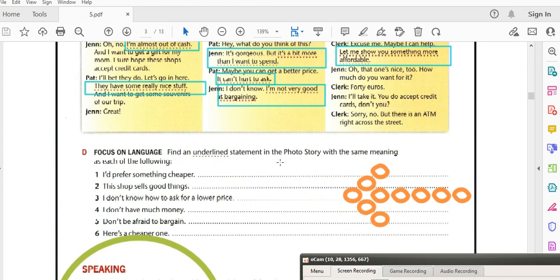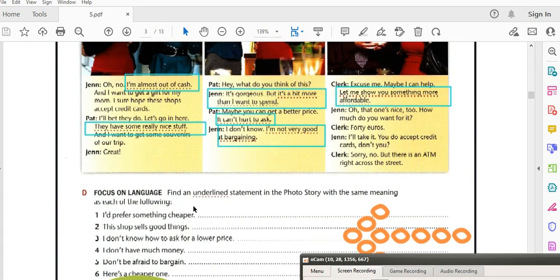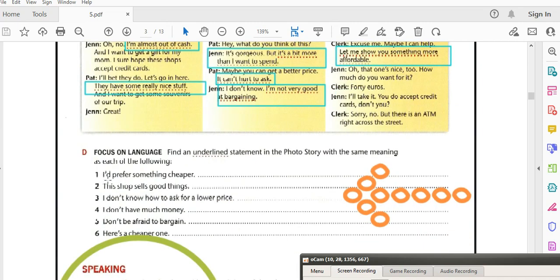Find and underline statements and find the meaning. I'll explain them for you, what I'm going to say. I prefer something cheaper.